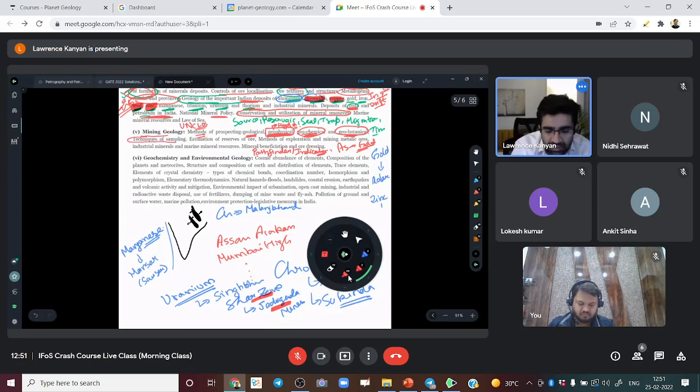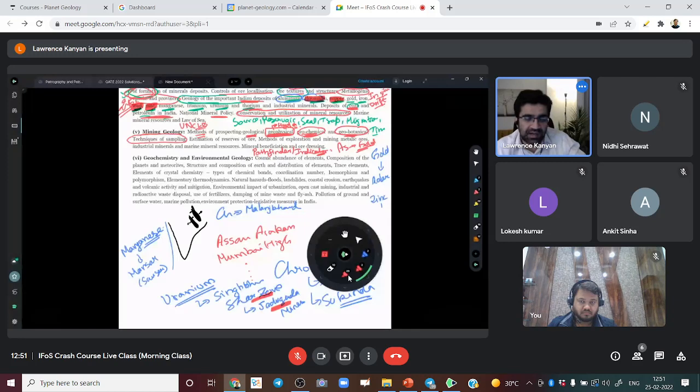Techniques of sampling. They can ask you directly about techniques of sampling, but as last year in IFoS, if you've seen, for example, methods of mining, techniques of sampling, a 15 or 20 mark question they can split into A, B, C, D. This is what they did last year. Write a note on chip sampling, channel sampling, grab sampling. Basically notes are there, you just understand this part.